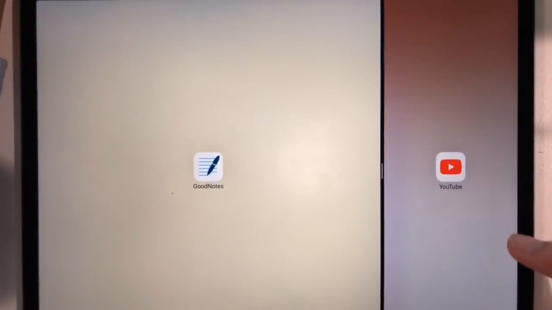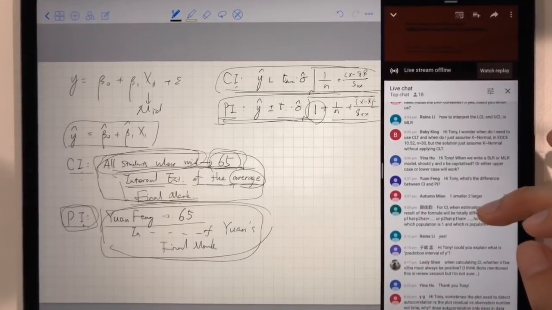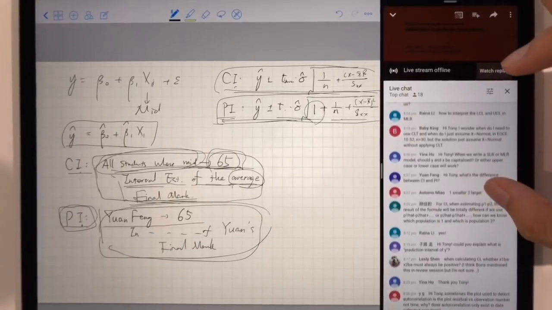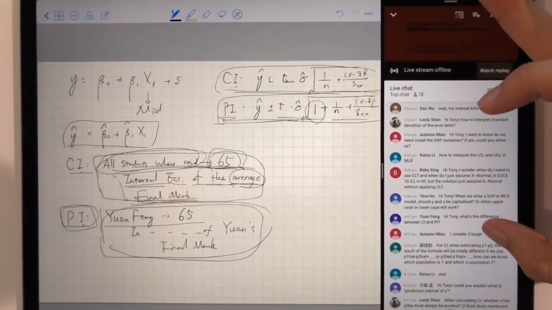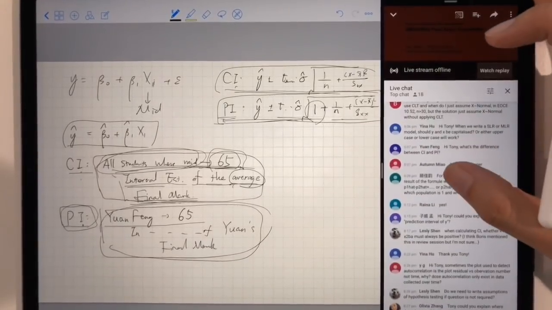Okay, now let's look at more of your questions. 1 smaller, 2 larger. What is autumn meow? What is 1 smaller, 2 larger? What do you mean? Well, anyway, forget it.